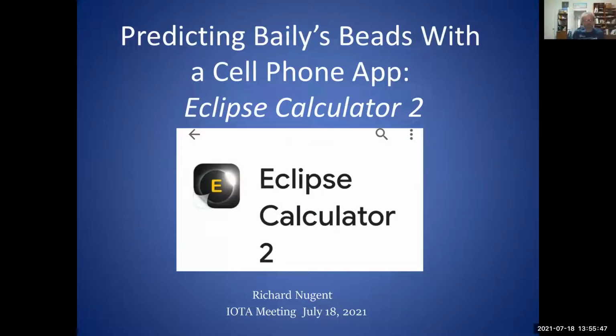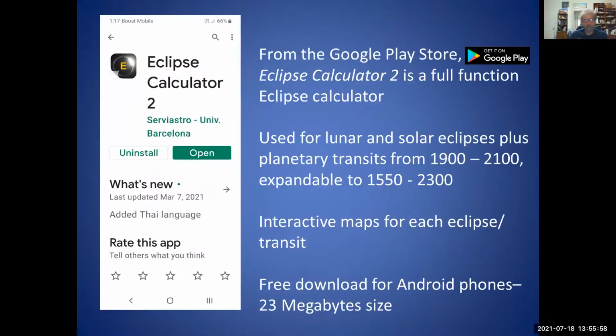Okay. This talk is about an Eclipse calculator that's available for cell phones on the Google Play Store. It's called Eclipse Calculator 2. It is a full function Eclipse calculator. It calculates about every single parameter of an eclipse that you can think of and more, plus lunar eclipses, solar eclipses, and planetary transits. Its range of calculation covers from the years 1900 to 2100, expandable to the years 1550 to 2300.